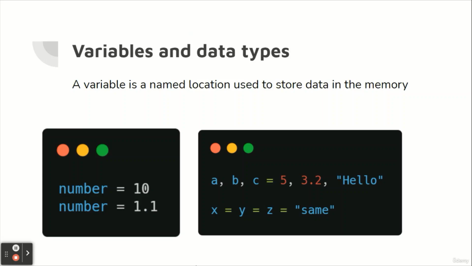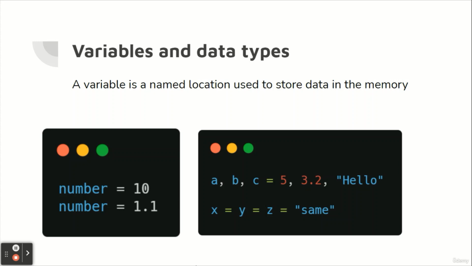Variables and data types. A variable is a named location used to store data in the memory. It's helpful to think of a variable as a container that holds data that can be changed later in the program. In the first example, we have created a variable named number. We have assigned the value 10 to the variable and after that changed its value to 1.1.